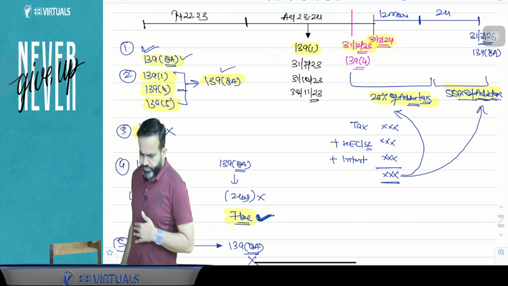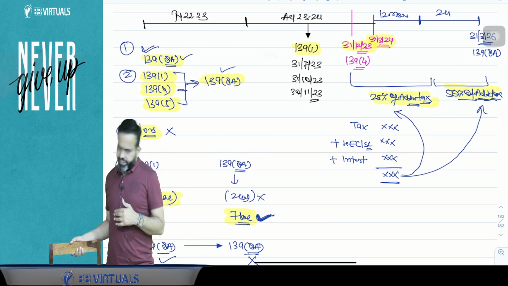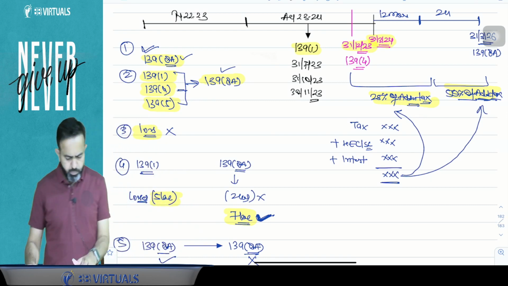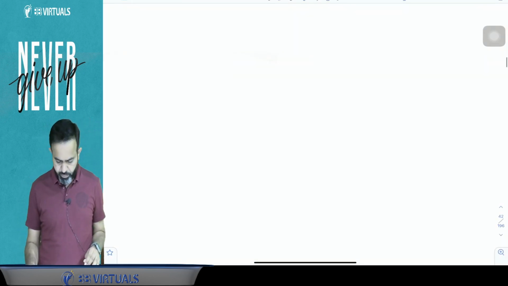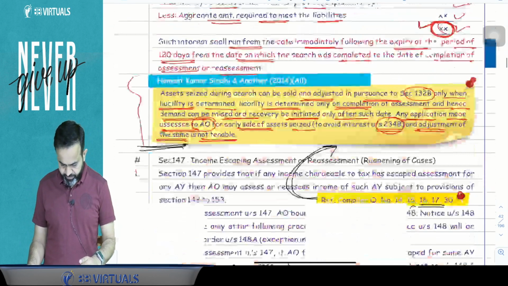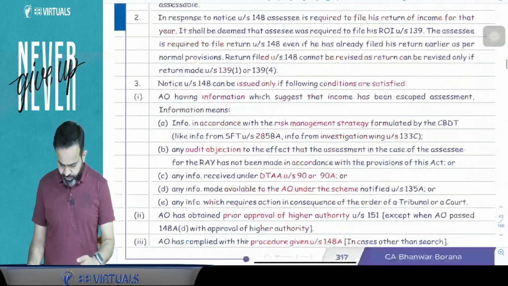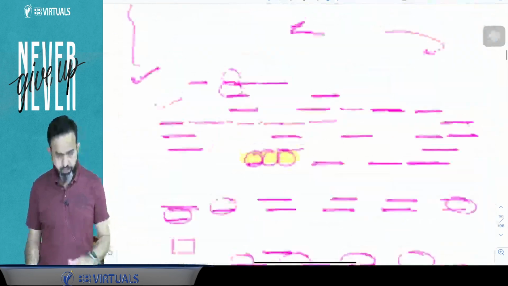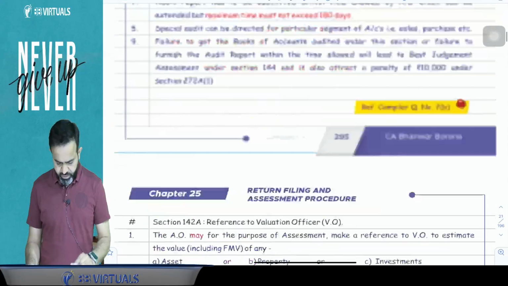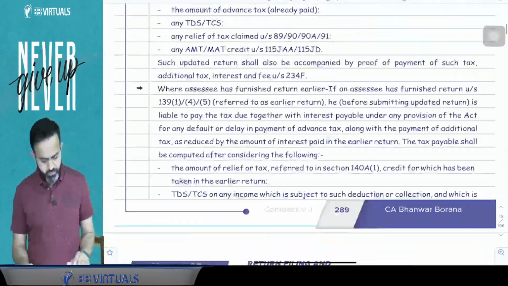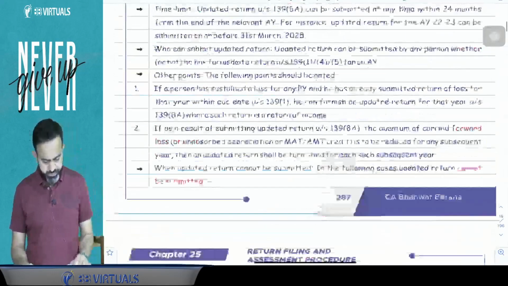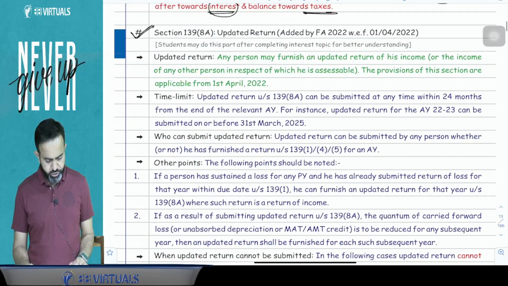Now one more point. Yes, directly we will discuss from the book. So all people, check your book. In your book, it is given on page number 287, I think. Just check page number 287. All people, pay attention. Updated return.